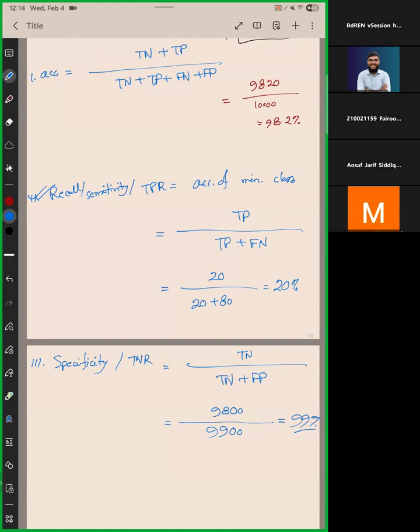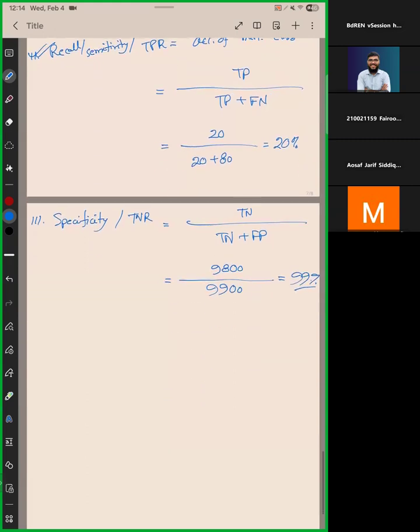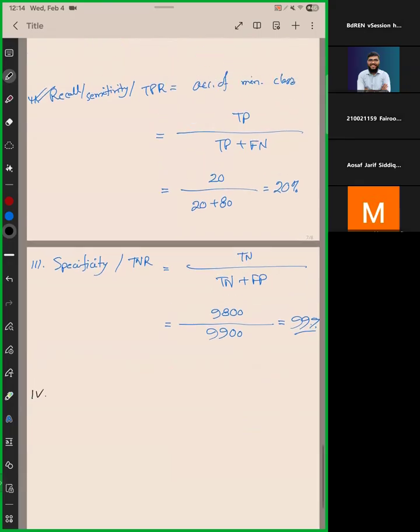Now the specificity, is it good or bad? Good. Very good, extremely high. So when you have this kind of scenario where sensitivity is very poor and specificity is very high, that is when your algorithm is actually biased. Your algorithm is pretty biased, so you have to look into some way to overcome this scenario.